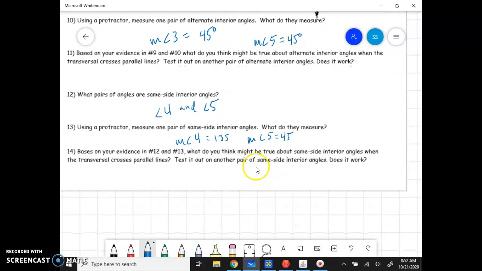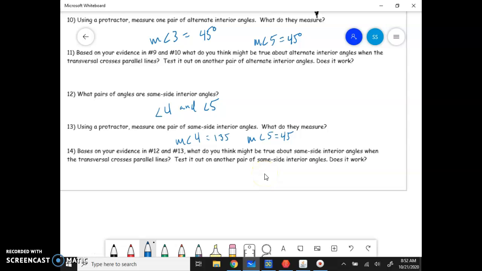Now that we see that, based on our evidence of 12 and 13, what do you think might be true about same side interior angles when the transversal crosses parallel lines? Is there anything significant about the measures 135 and 45? You might want to play around with those two numbers, see what you come up with, and make a prediction about something that is true about same side interior angles.